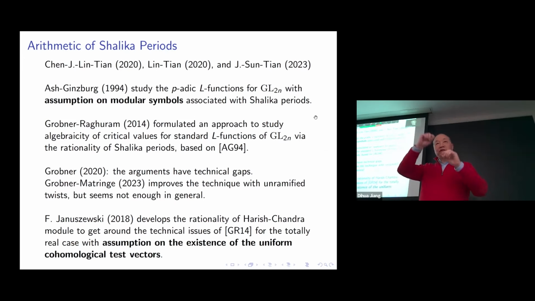In other words, for the L-function you have different critical values, and then you can have different periods. So these periods are not independent. But in order to show that they are not independent, you need this assumption, to relate one critical value to the other.